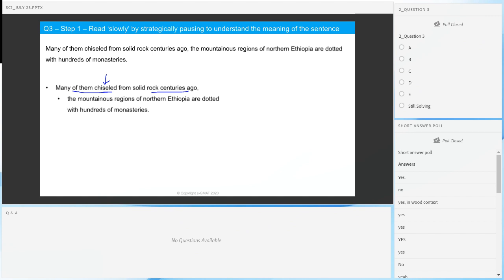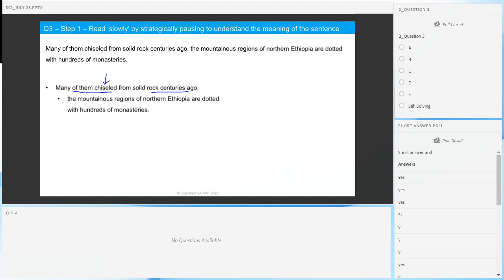So the moment I read that phrase, many of them chiseled from solid rock centuries ago, I knew that the sentence is talking about something man-made. Do you agree with this assessment of mine? That the moment I read the word chiseled, we are talking about something man-made. See, I like that. Yes, thank you.